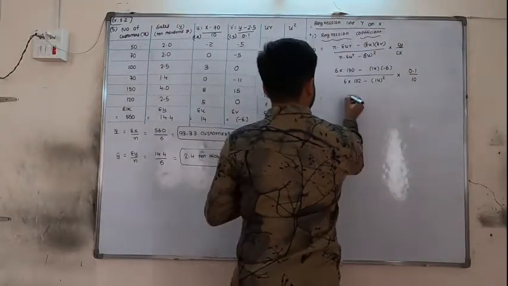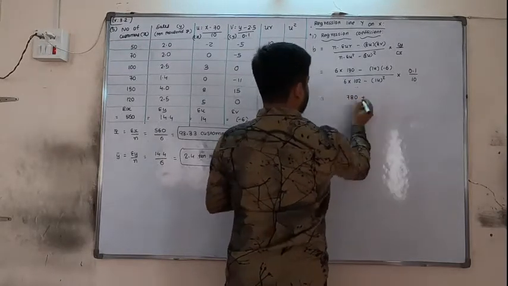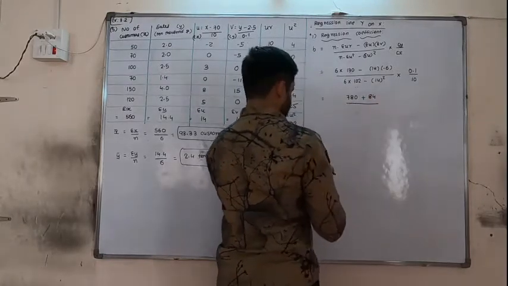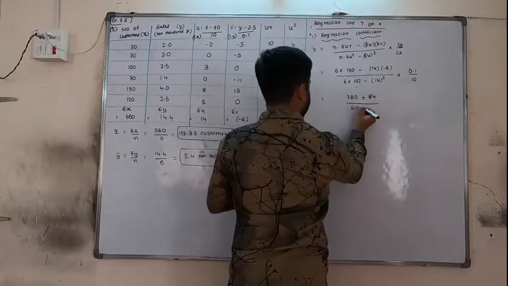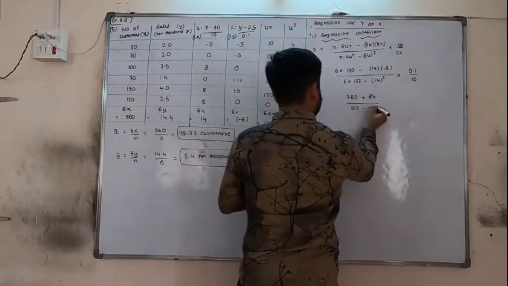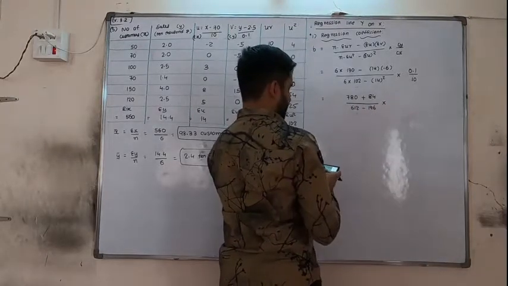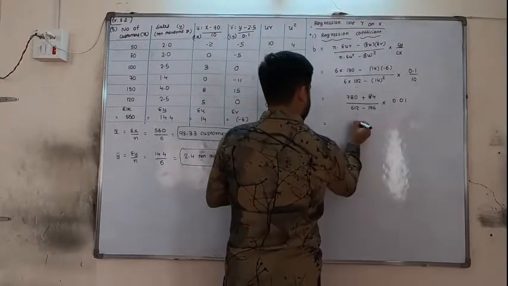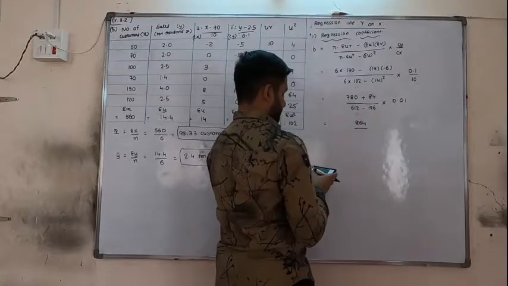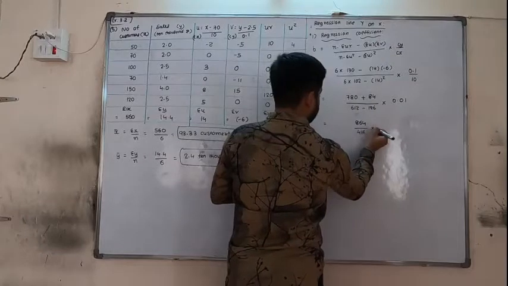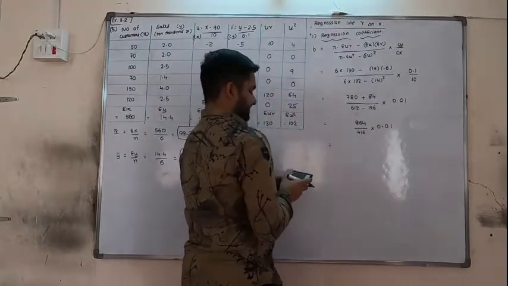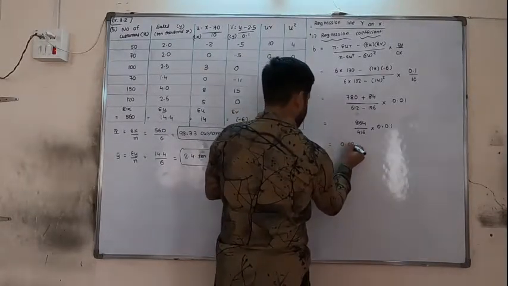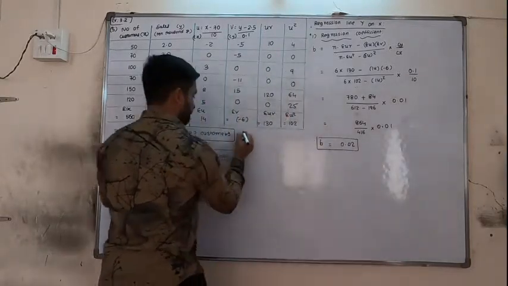130 into 6, 780, minus minus plus, 14 into 6 is 84, divided by 102 into 6, 612, minus 14 square, 196, multiplied by 0.1 divided by 10, 0.01. 712 minus 196, 416, multiply 0.01. So 864 multiplied by 0.01 divided by 416, 0.020. So it is 0.02 itself.